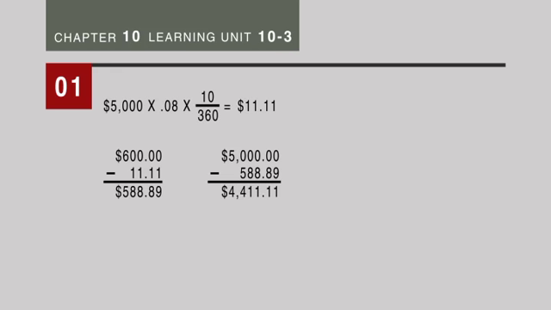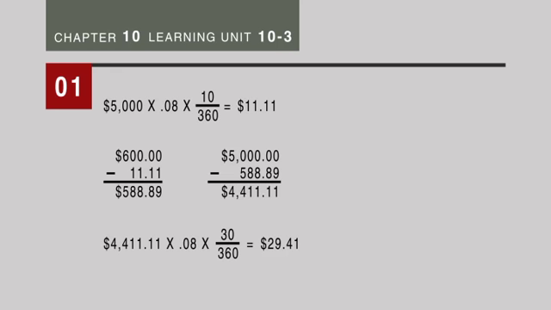We have to go ahead and do the simple interest formula again for the next time period. Because we've calculated interest on the first 10 days, and we're making another partial payment on day 40, we take day 40 minus day 10 equals 30 days. So we have our new principal of $4,411.11.